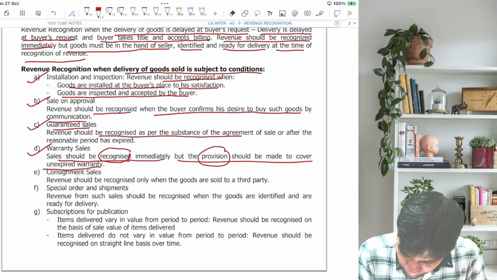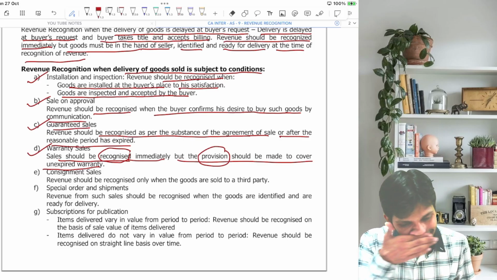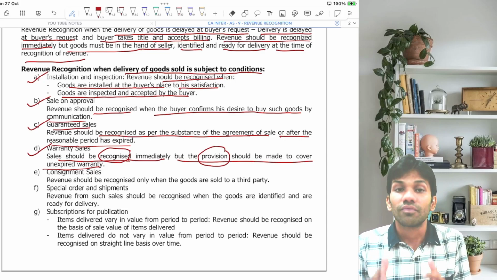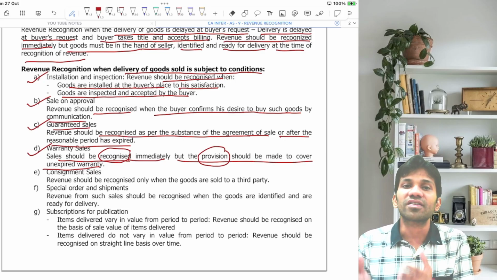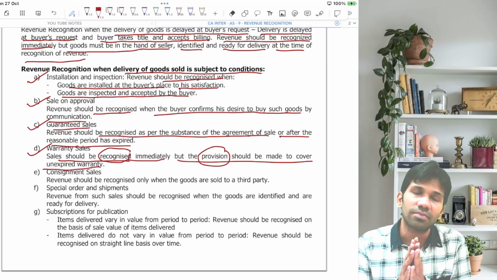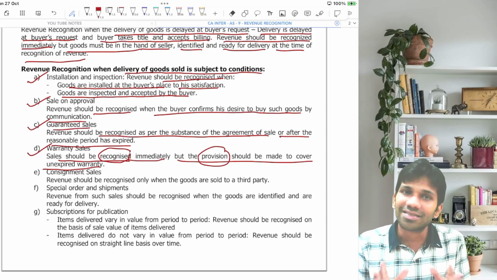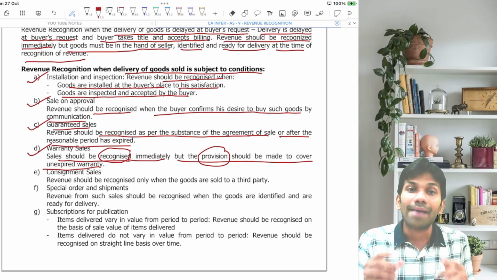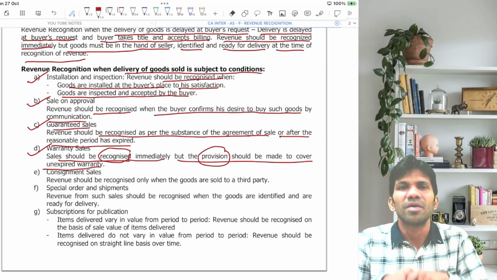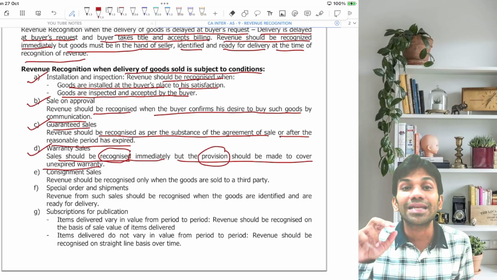Now guarantee sales. Revenue should be recognized as per the substance of agreement of sale or after the reasonable period has expired. In case of guarantee sale, normally companies don't give guarantee, they normally give warranty, but certain companies give warranty as well as guarantee. So if a company gives guarantee, revenue should be recognized after reasonable time has expired. This also can be estimated or judged only on the basis of past experience.